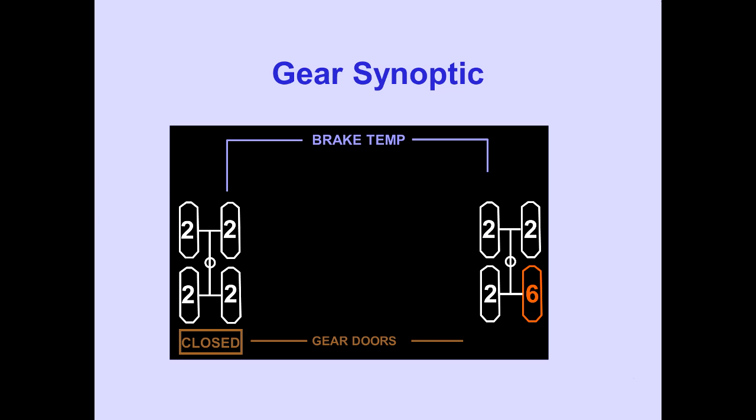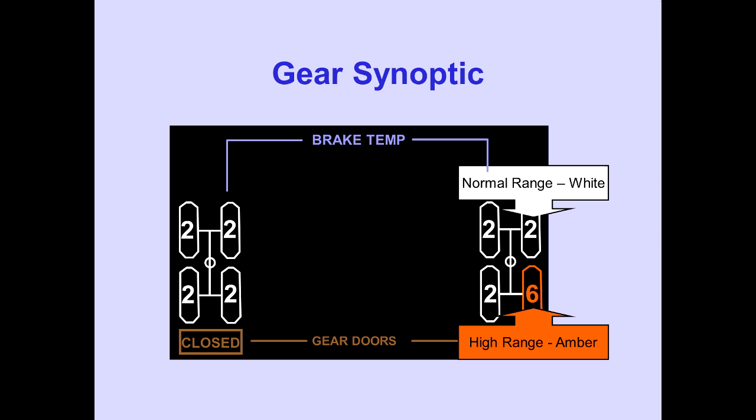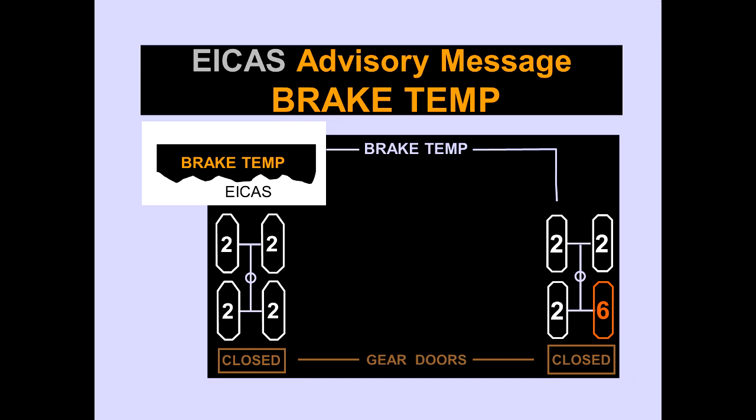The normal range is displayed in white. The high range is displayed in amber. The EICAS advisory message, brake temperature, is displayed when any brake temperature reaches the high range of 5 units or more.